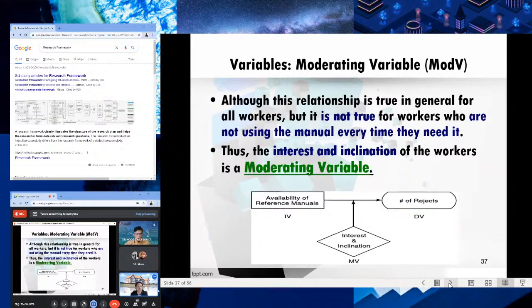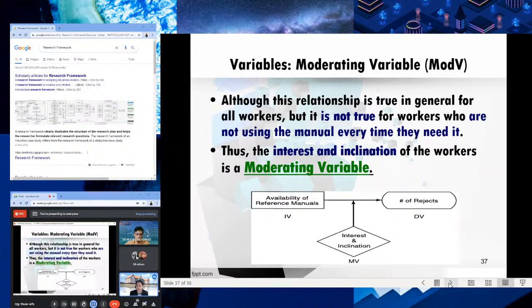Or maybe Dr. Nozaidi has something to add to this? It's okay, Doctor. I will revisit the roles of moderating variables in our class later. Okay, go. All right.